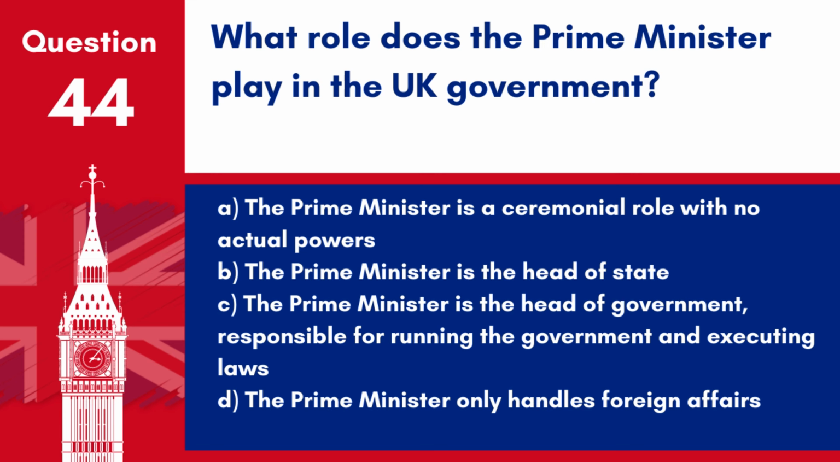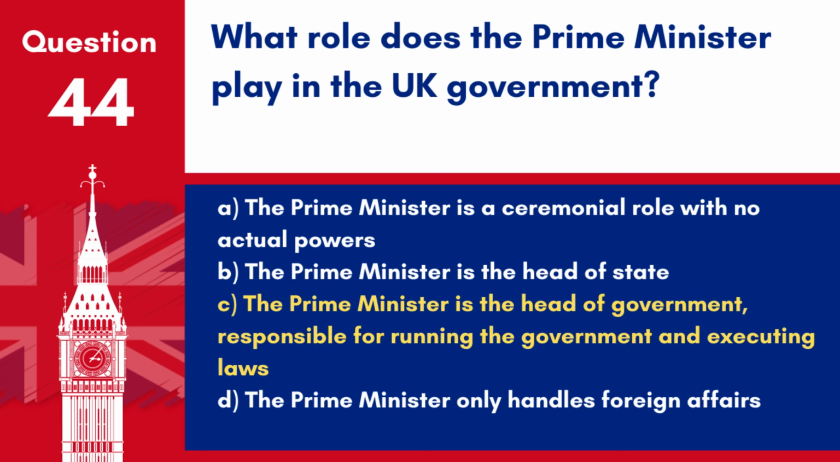Question 44. What role does the Prime Minister play in the UK government? A. The Prime Minister is a ceremonial role with no actual powers. B. The Prime Minister is the head of state. C. The Prime Minister is the head of government, responsible for running the government and executing laws. D. The Prime Minister only handles foreign affairs.